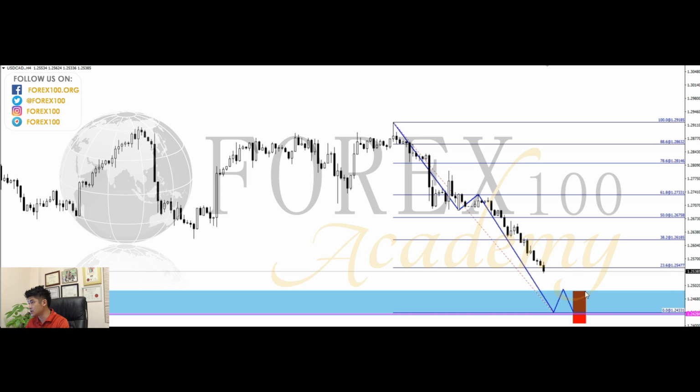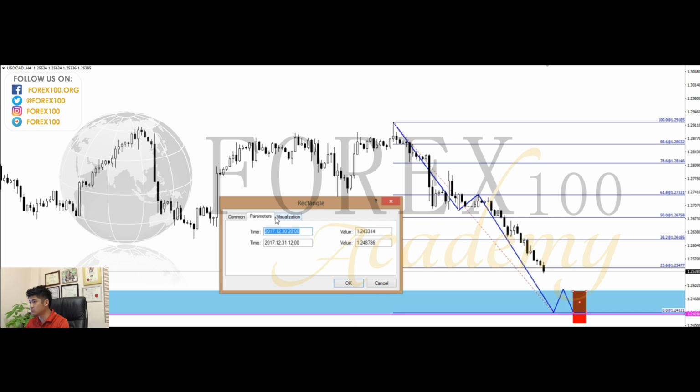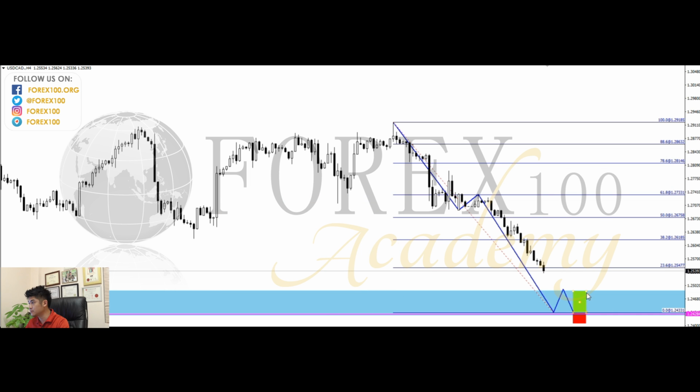This is what we like to call a TP0, for traders who are very, very conservative. You may choose to place in your target 0 over here, meaning that once the market comes back up to this price, you shift your stop loss to entry price, but you may or may not choose to take profit.